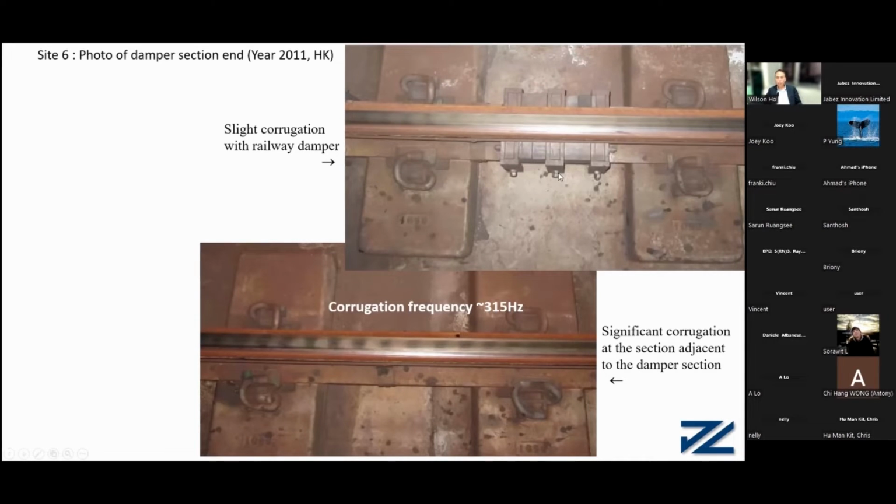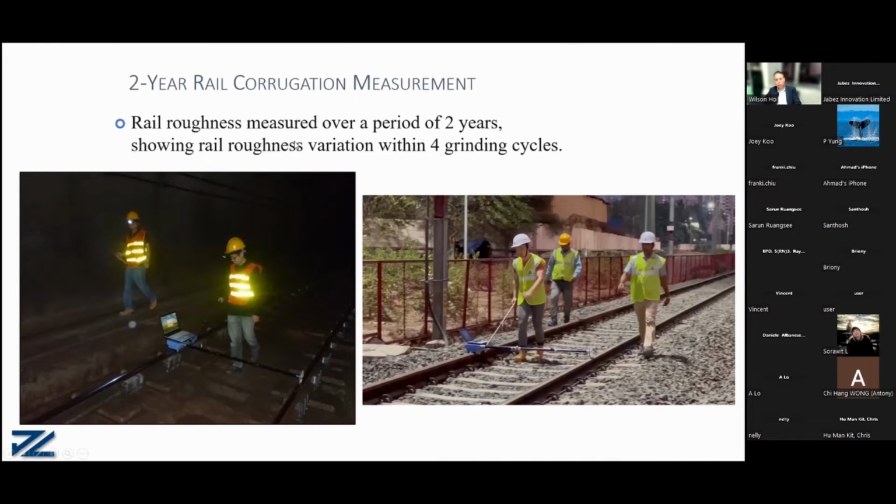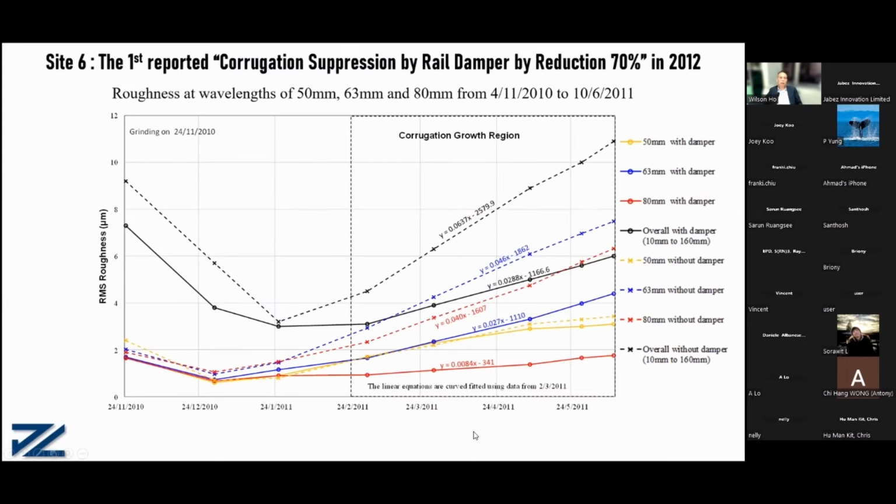Then the track engineer called me and told me they found that, and asked us to do a corrugation measurement for 2 years. Then we conducted the rail roughness measurement, the corrugation measurement, over a period of 2 years. It includes 4 grinding cycles. The corrugation measurement is quite simple with this unit. This is the result of the corrugation measurement. This is the time: November, December, January, February, until May, 6 to 7 months. Grinding was conducted on the 24th of November. The y-axis is the roughness in micron, or corrugation depth, RMS corrugation depth.